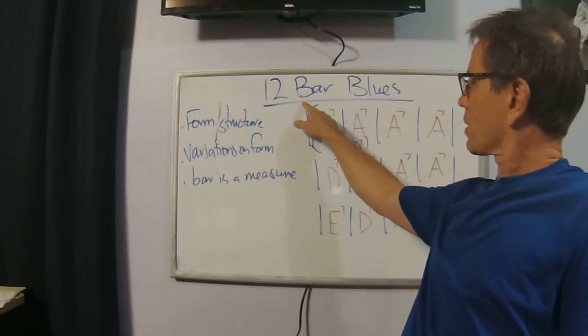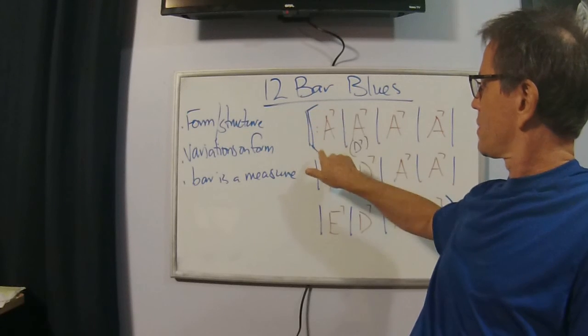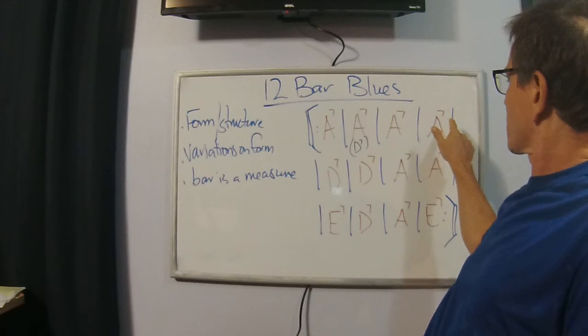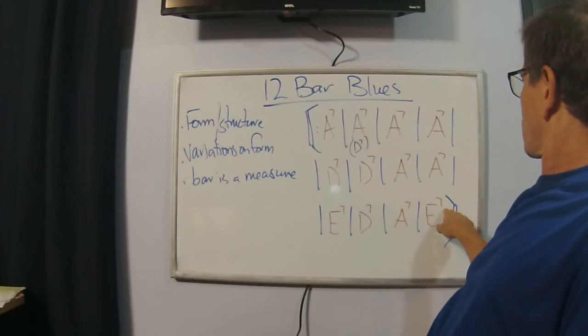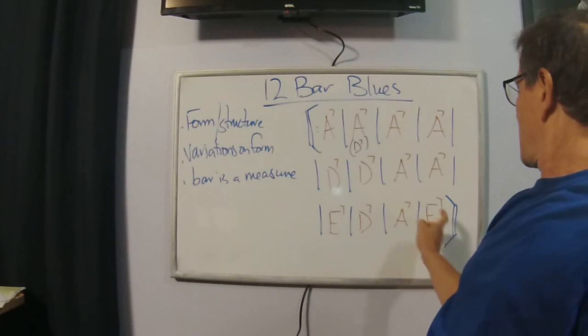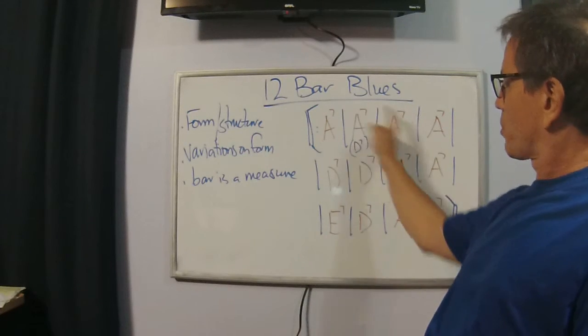Now a bar is a measure. So this is a measure, this space, that's a measure, that's a measure, that's a measure. So we have 4 measures, 4 more, 4 more. That gives us the 12 bars, the 12 measures. At the end of the 12th measure, it's going to repeat.